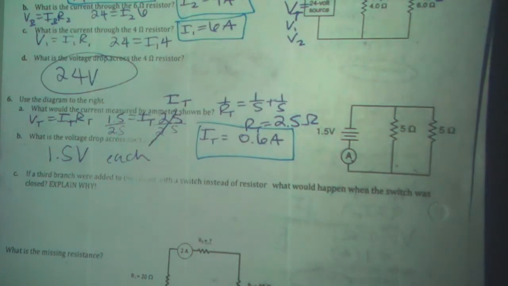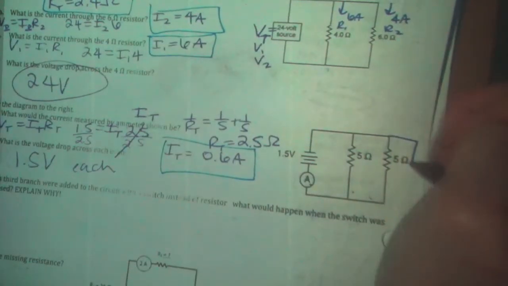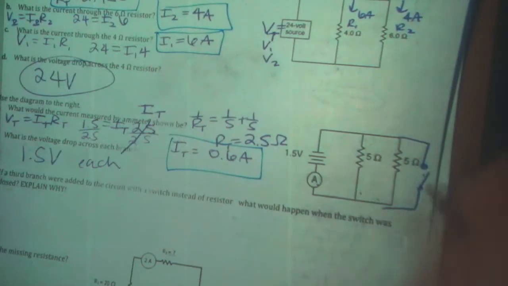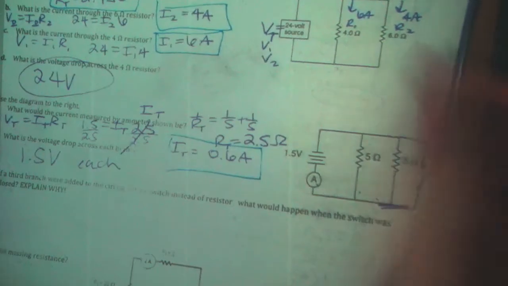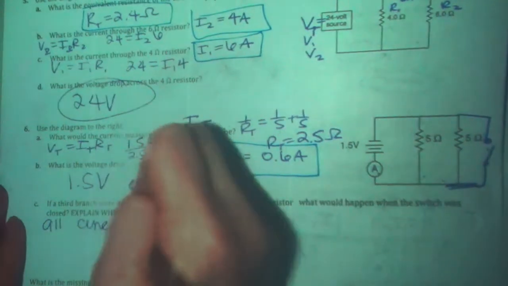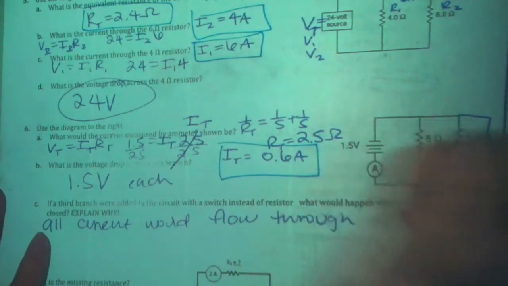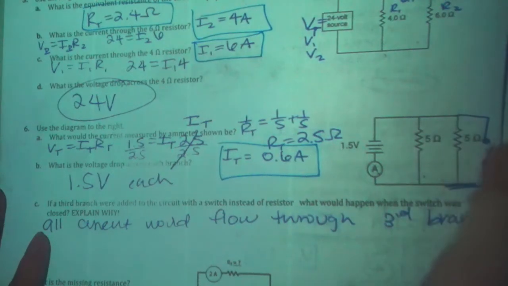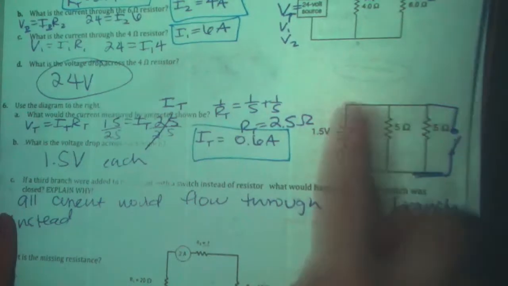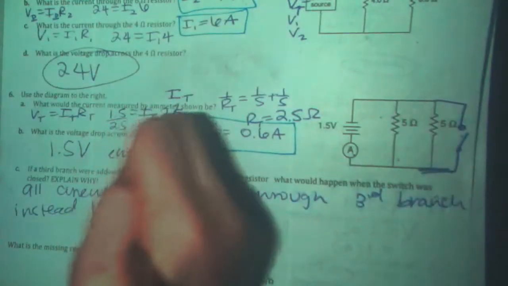The next part is saying if you were to add a third branch with a switch instead of a resistor. So let's say we've got a switch right here. What would happen when the switch is closed? If the switch is closed, then all the current would flow through the third branch instead. So none of the current would go to these 2 branches. It would all just go in the third branch once we close this because it's an easier path.